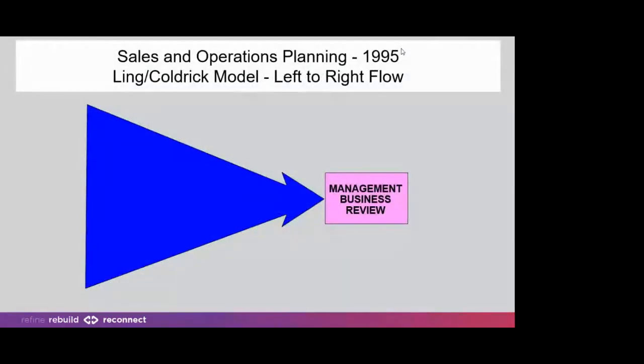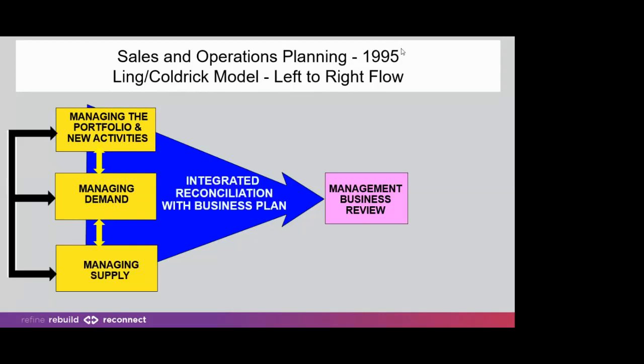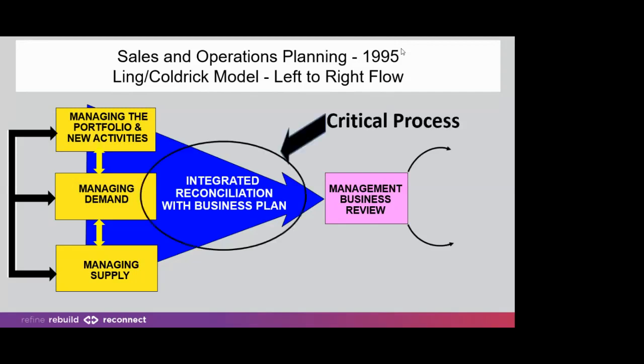I started running classes with Andy Koldrick in Europe in 1995, and we decided that we had to show this a little bit differently, as opposed to a hierarchical process. We said it's more of a flow. These things have to be in place. But what was really important was integrating it all. And notice how that overlaps. The blue arrow overlaps all the boxes and is going on all the time. That is really the critical process. Without that in place, sales and operations planning was never going to be successful.